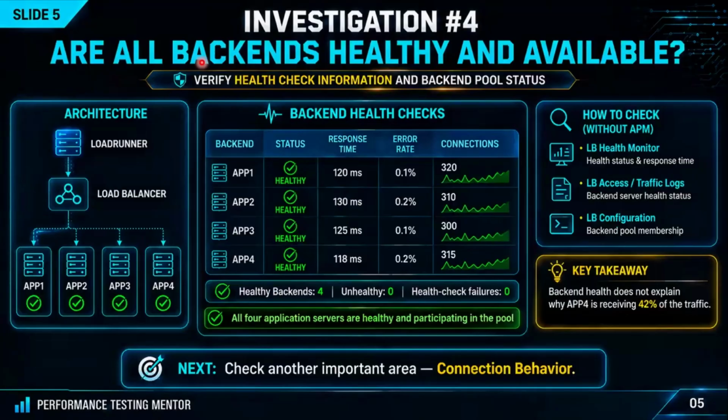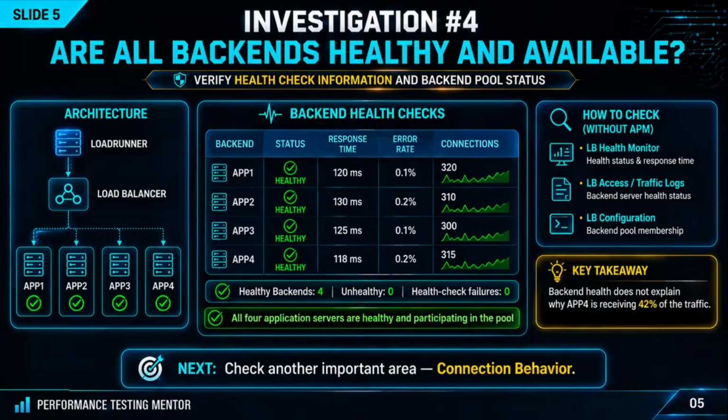Now I check whether all four application servers are healthy and available in the load balancer pool. I look at the load balancer's health check information and verify: are all four servers healthy? Has any server been removed from the pool? Are there any health check failures? For example, if app 3 was unhealthy and removed from the pool, the remaining servers would naturally receive more traffic. That could explain the uneven distribution without the load balancer being the problem. But in our scenario, all four servers are healthy and participating in the pool. So backend health does not explain why app 4 is receiving 42% of traffic.